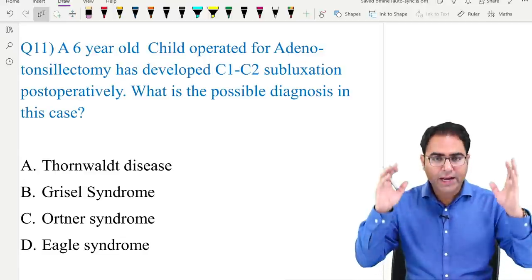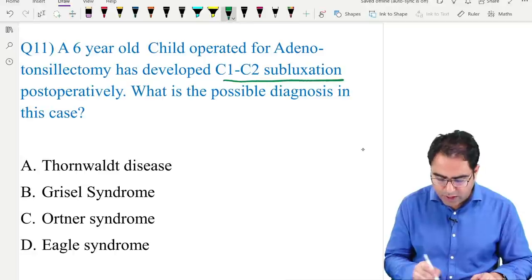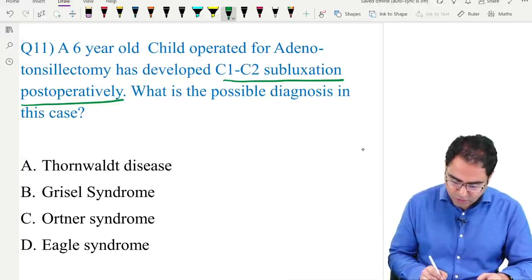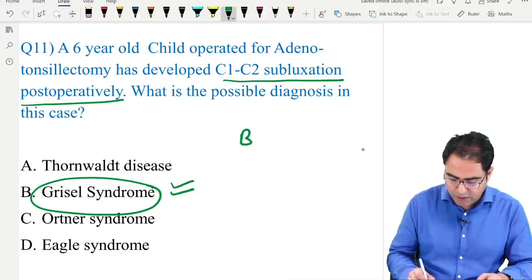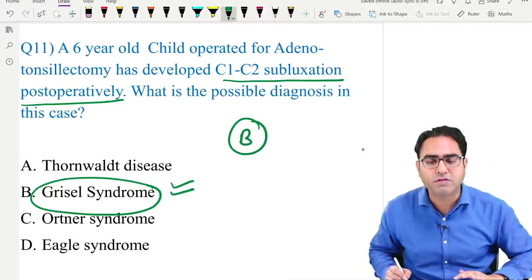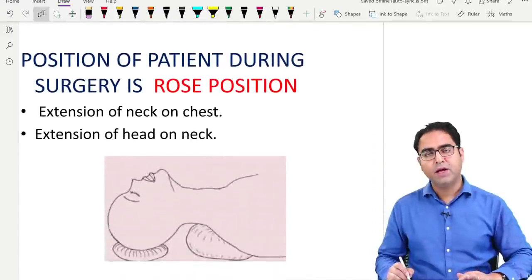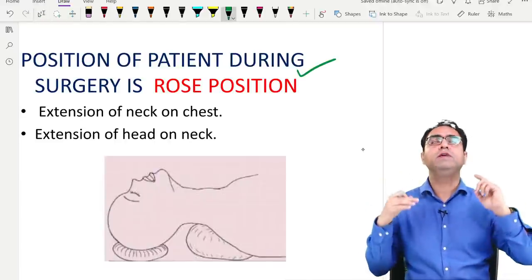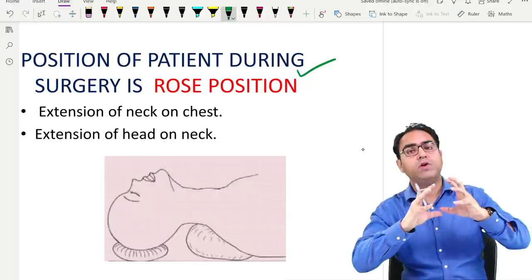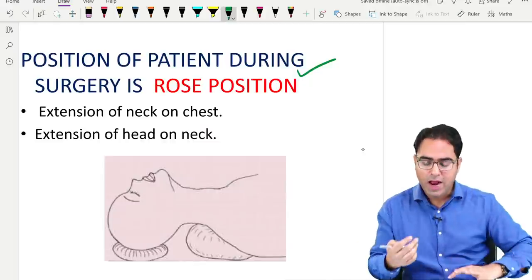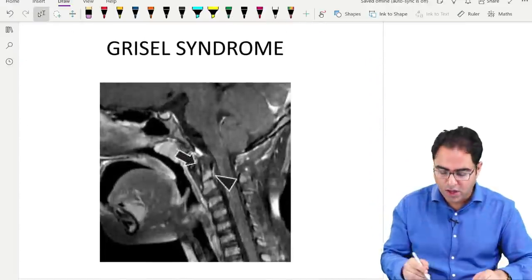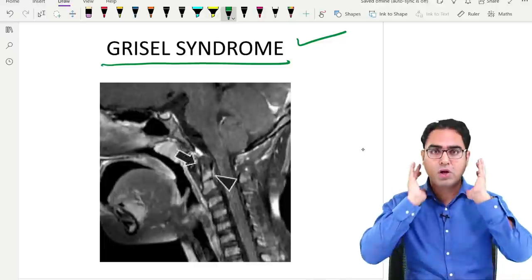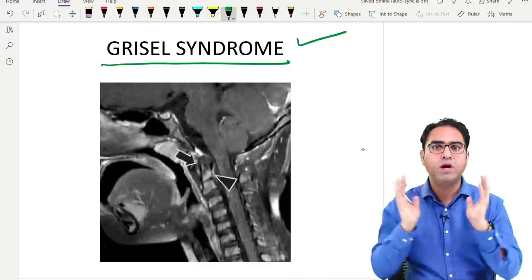A 6-year-old child operated for adenotonsillectomy has developed C1, C2 subluxation postoperatively. Unfortunately, atlantoaxial subluxation. What is the possible diagnosis? It is Grisel syndrome, beta. Answer is B, Grisel syndrome. The C1, C2 vertebrae got subluxated. Why does it happen? The position of the patient during adenoidectomy or tonsillectomy is called Rose position, and you can see it is too much extension. Overextension of the neck can lead to atlantoaxial subluxation, and that is a serious neurosurgical emergency called Grisel syndrome. Immediately refer the patient, call the neurosurgeon, and put a collar on. The collar is the most important quick thing you have to do.